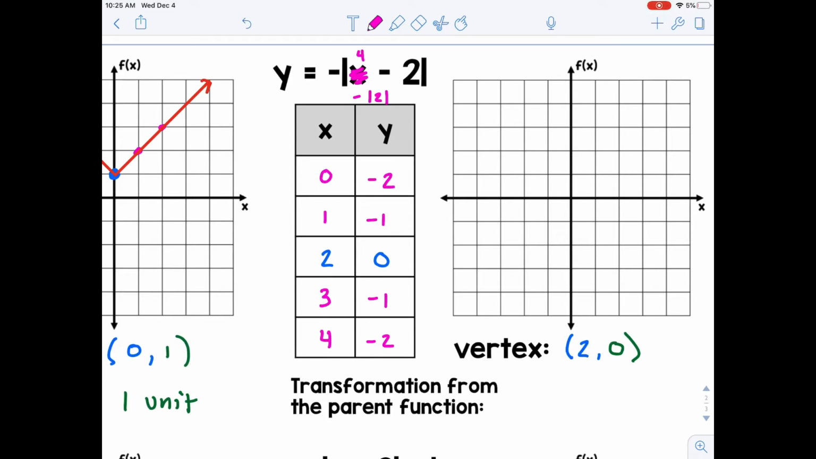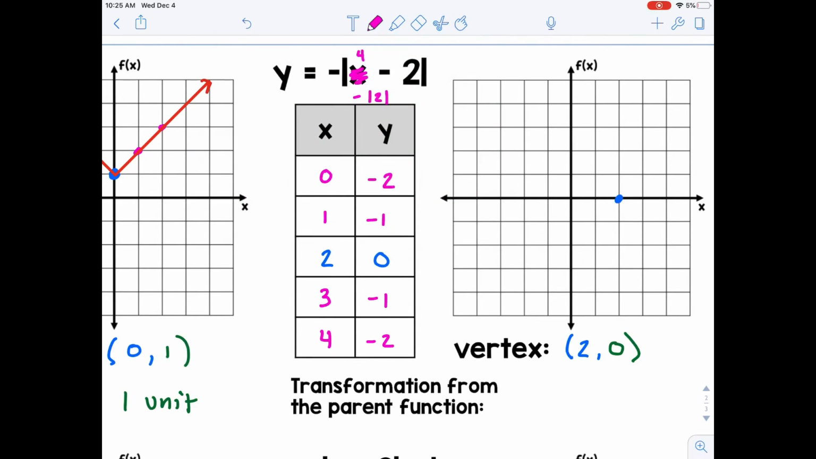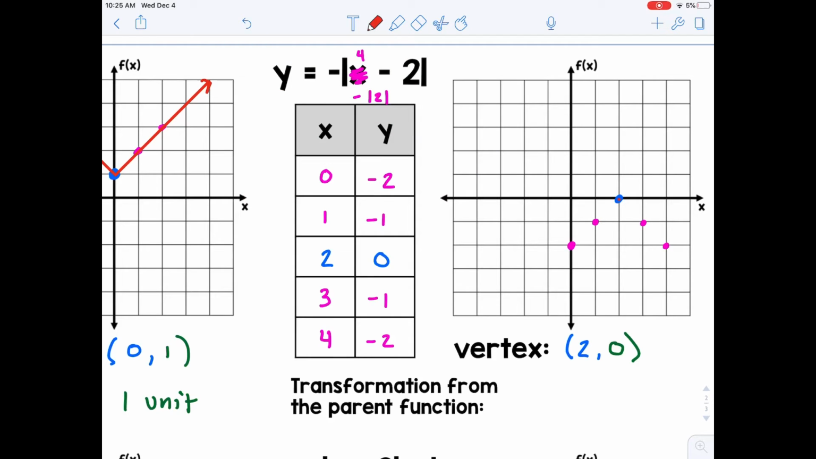So I'm going to plot these points. So 2, 0 right here. And then I'm going to plot all my other ones. 0, -2 goes here. 1, -1 is here. 3, -1 goes here. And 4, -2 is right there. And draw my absolute value.